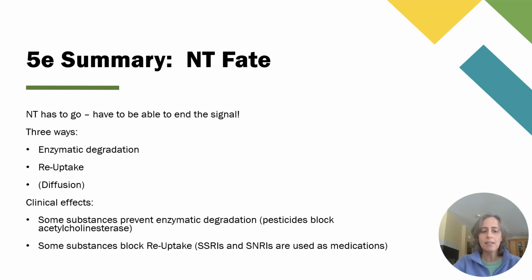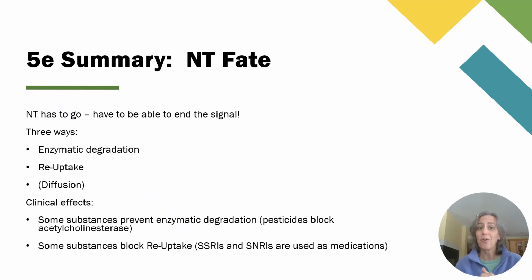So in summary, neurotransmitters have to go. We can't have them, right? The signal just has to be momentary. So we're either going to use enzymes to chew them up, or we're going to reuptake. We're going to pump them back into the axon terminal, or some of them just diffuse out of the synapse. And we talked about how acetylcholinesterase inhibitors can prevent the acetylcholinesterase from breaking down acetylcholine, which in the case of pesticides or nerve gases, those are very potent and it can be fatal.